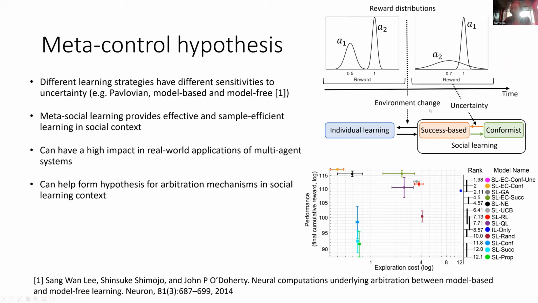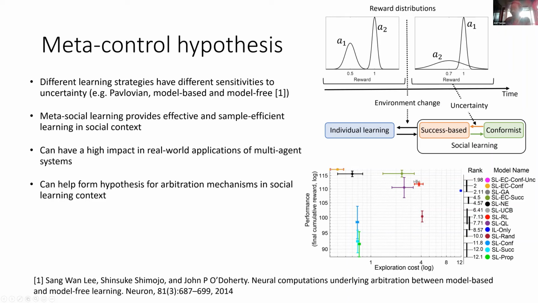So of course, there are two parameters of the environment in this case. One is environment change. For example, if there is environment change, then obviously we should switch to individual learning. And depending on the environment uncertainty, after the optimum behavior is learned, we should switch to social learning. But depending on the uncertainty, it could be either success-based or conformist. And here we modeled many different approaches to model that.